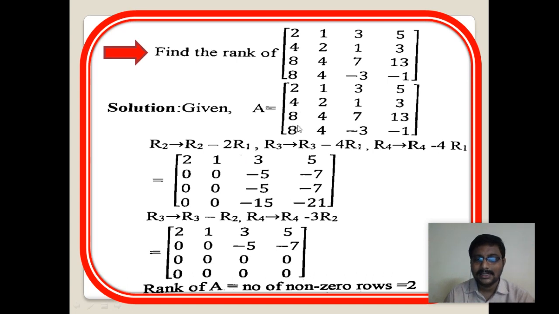Now, making these elements zeros, for this we have to apply these operations, that is R2 goes to R2 minus 2R1, R3 goes to R3 minus 4R1, and R4 goes to R4 minus 4R1. Applying these operations, we will have zeros here. Now, making these elements zeros, we apply R3 goes to R3 minus R2 and R4 goes to R4 minus 3R2. Applying these operations, we will get zero rows here. The number of non-zero rows is 2 here. The rank is 2.